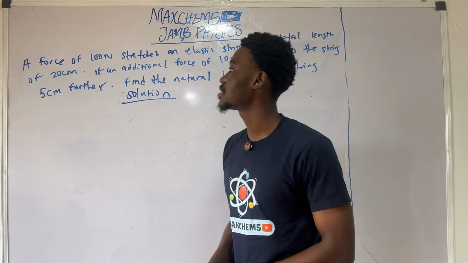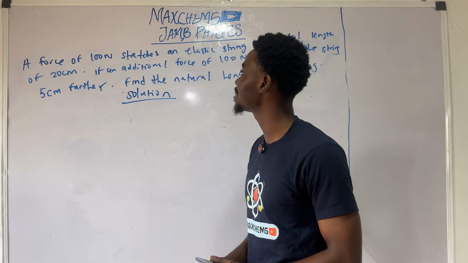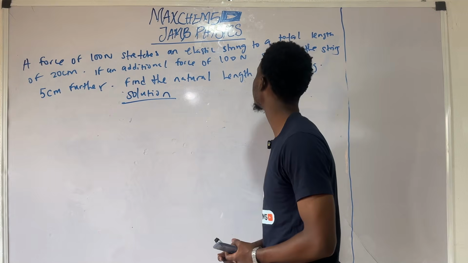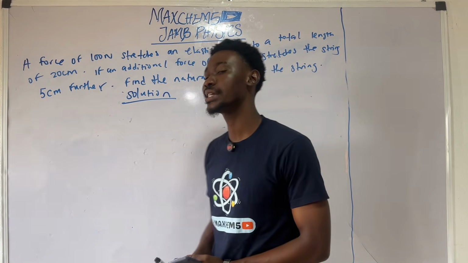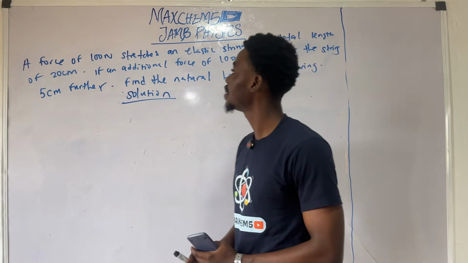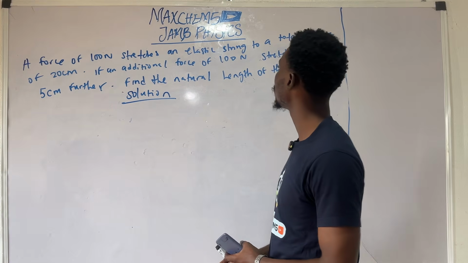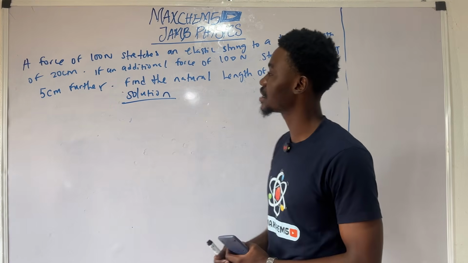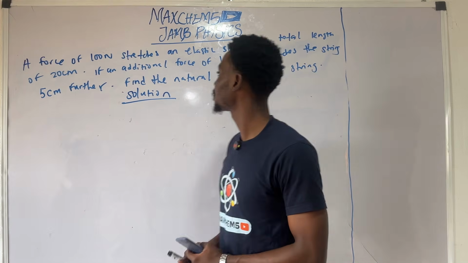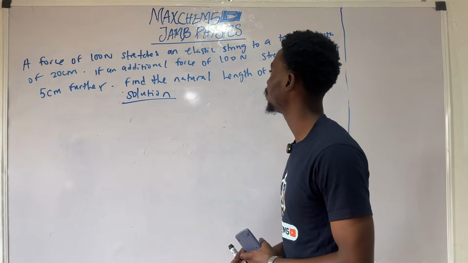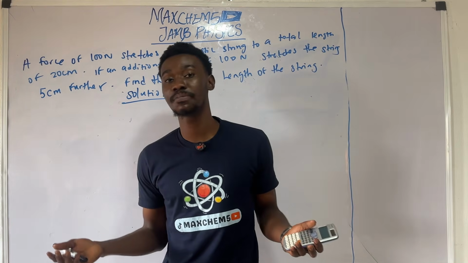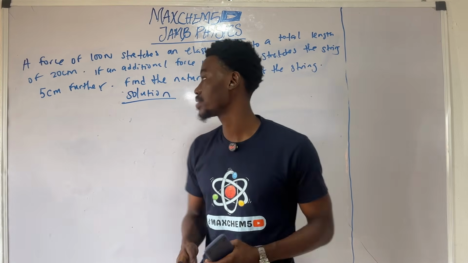Here I have a question that says, a force of 100 Newton stretches an elastic string to a total length of 20 centimeter. If an additional force of 100 Newton stretches the string 5 centimeter further, find the natural length of the string. By the natural length, we simply mean the original length of that string.